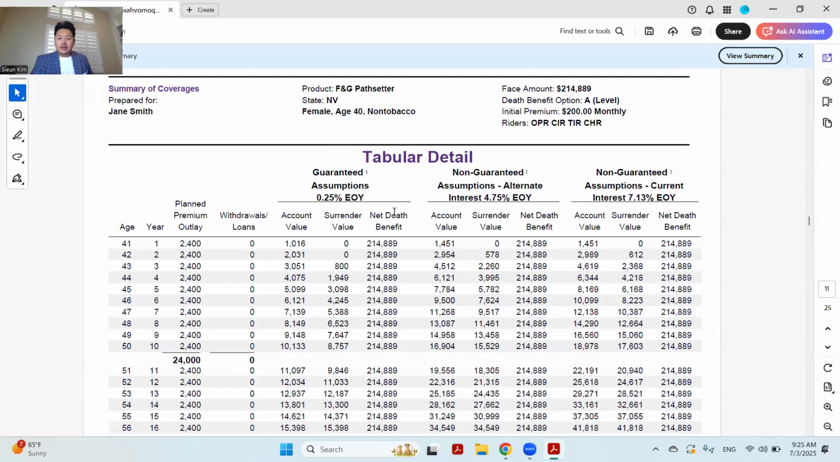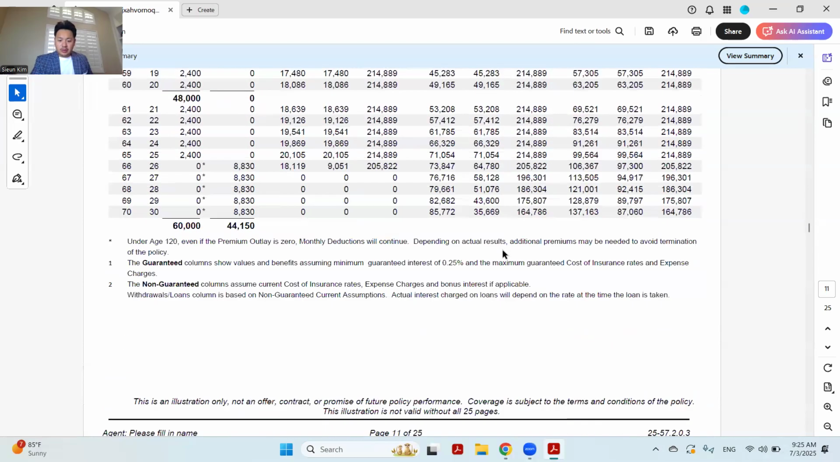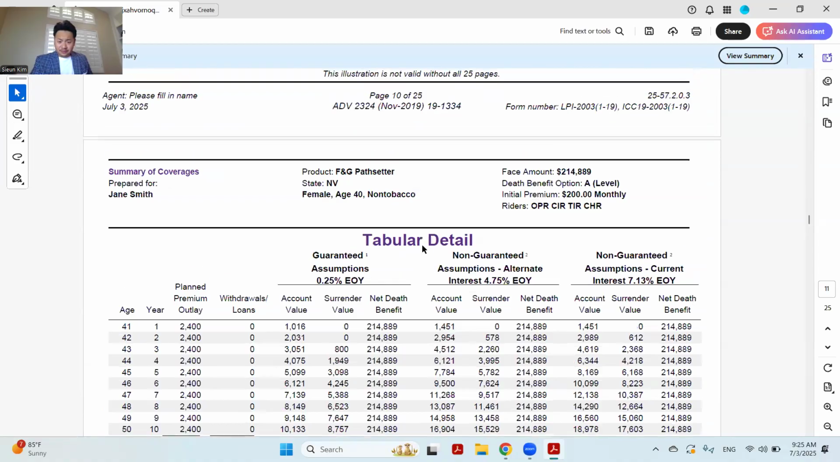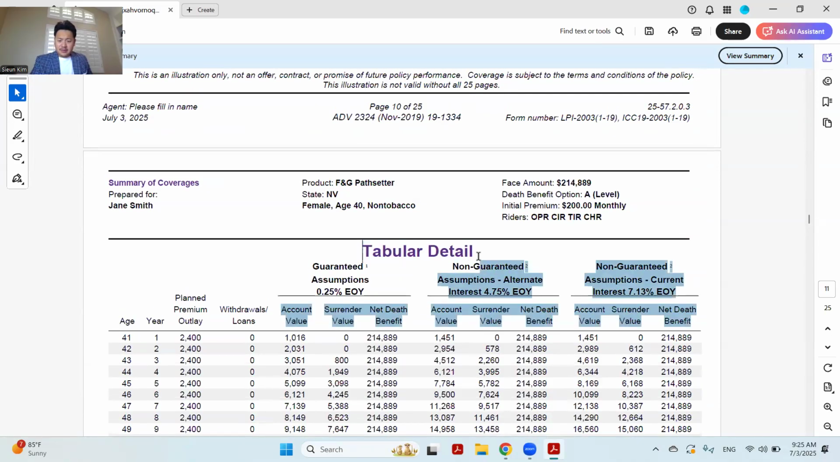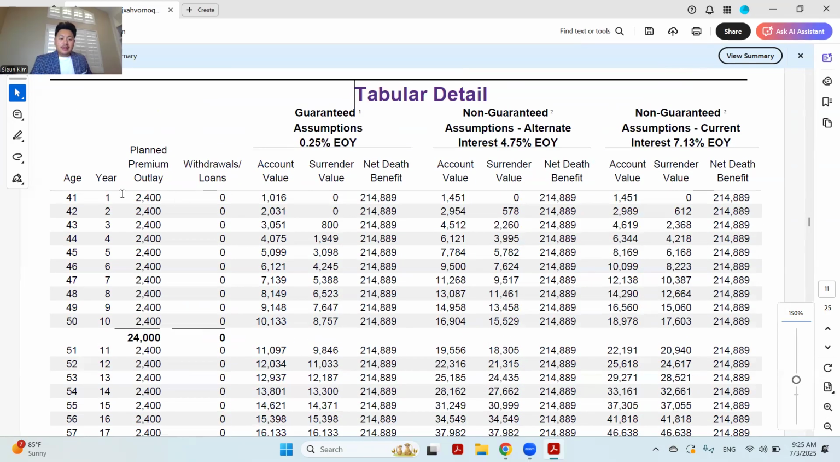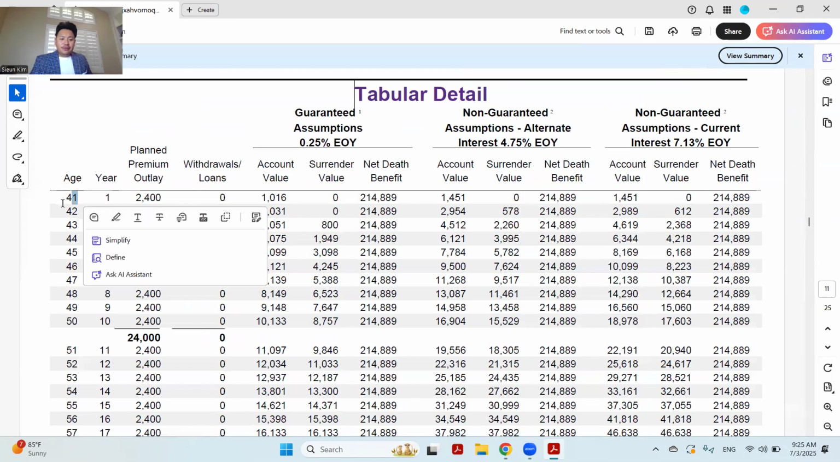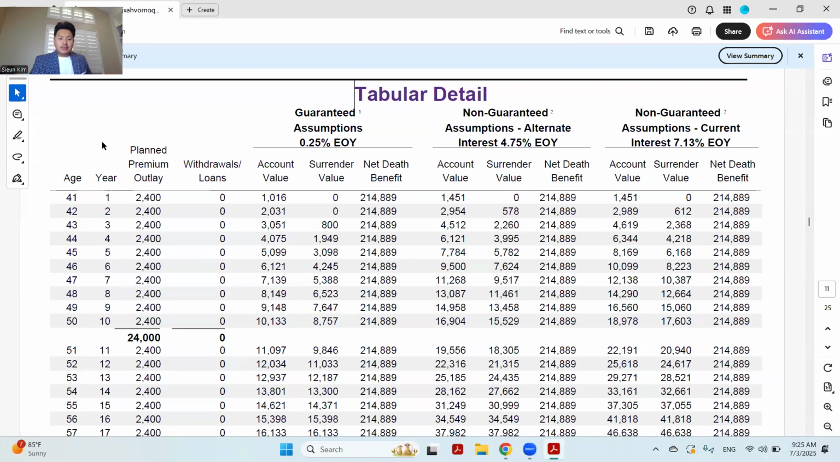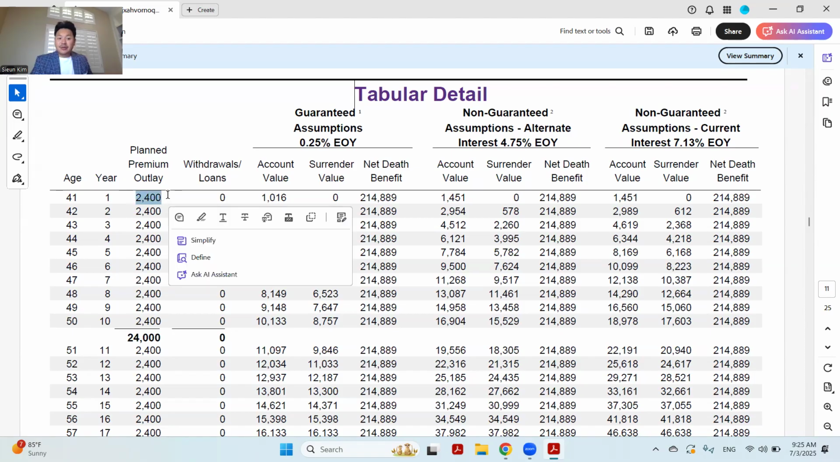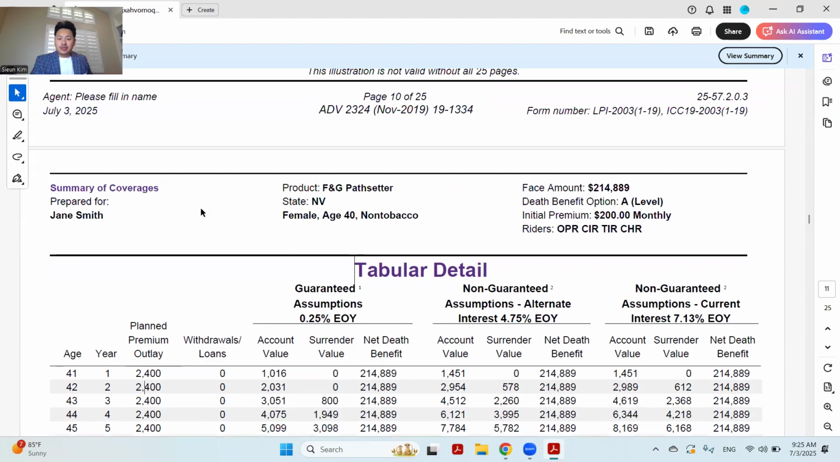And this is how you read the illustration. So you want to always go to page 11, tabular detail. And when people say it's an illustration, this is what they're usually talking about. On the left side, this is the age, 41, and this is the anniversary. Plan premium outlay, it shows $2,400 a year, right? That's what the client pays a year, which is 200 a month. There you go.